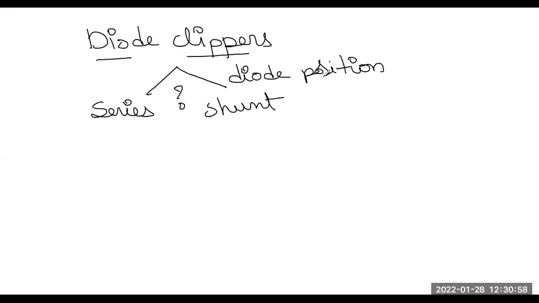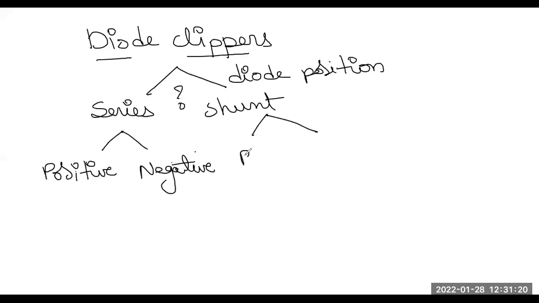Based on diode position, you decide whether the clipper is called a series clipper or a shunt clipper. If you look further, this series clipper is categorized into a positive clipper and a negative clipper. Likewise, shunt clippers are again categorized into positive and negative clippers. So, the types of clipping circuits are two types of series clippers and two types of shunt clippers.